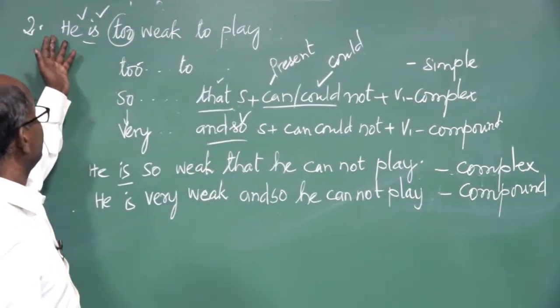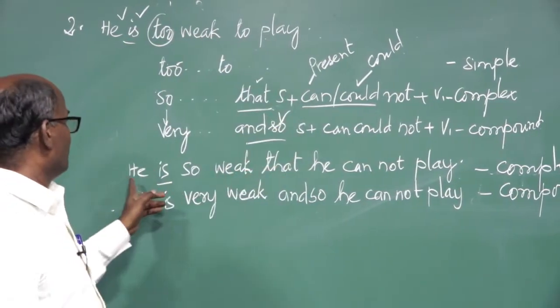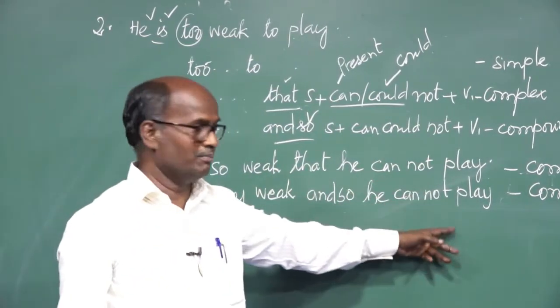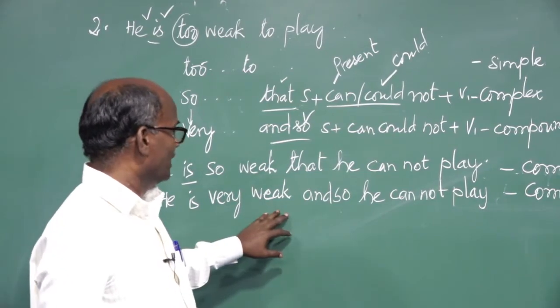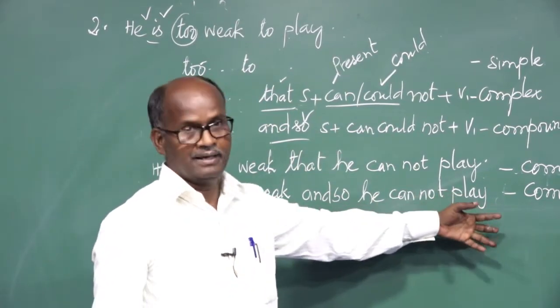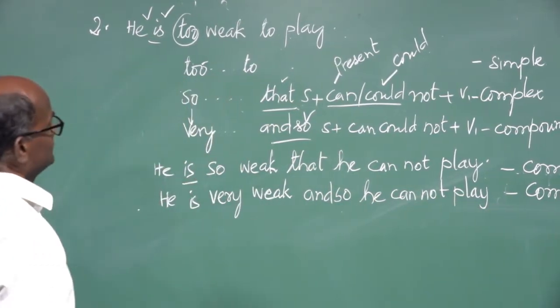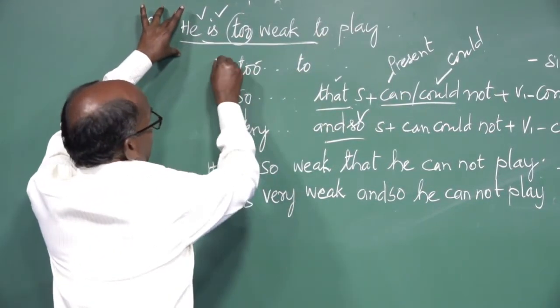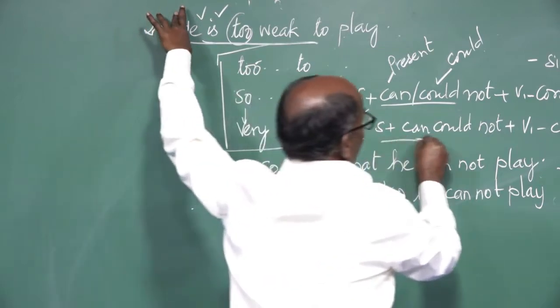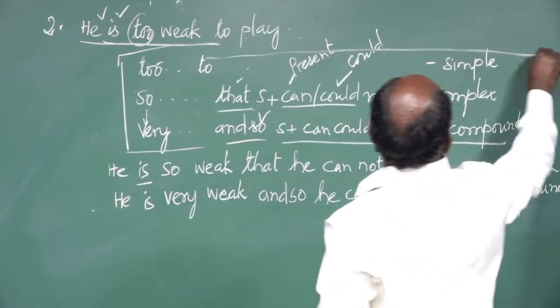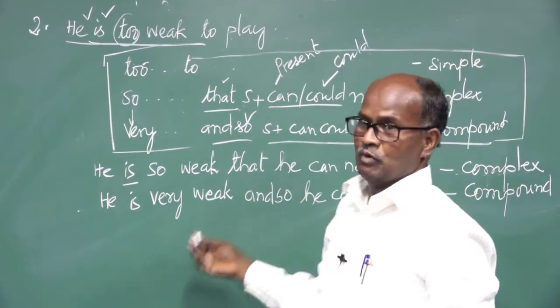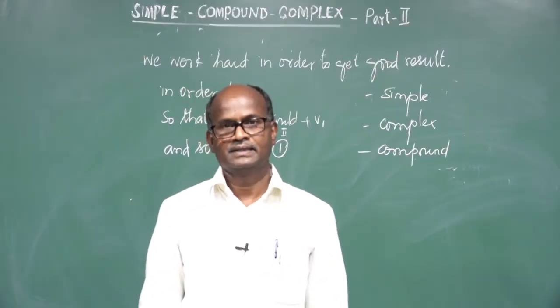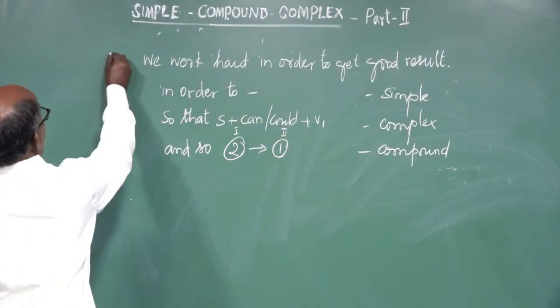So simple: he is too weak to play. Complex: he is so weak that he cannot play. Compound: he is very weak and so he cannot play. This is a compound sentence. So for framing, first we must know this tabular column. If we are thorough in this tabular column, changing one form into another form is so easy. Next we will see the third example.